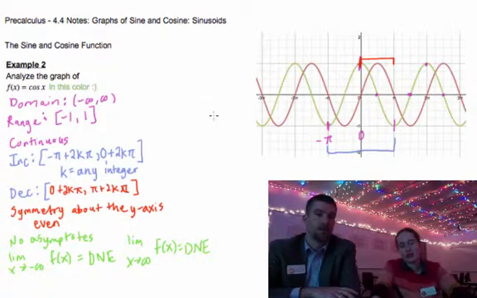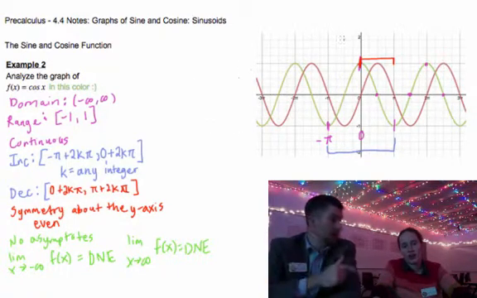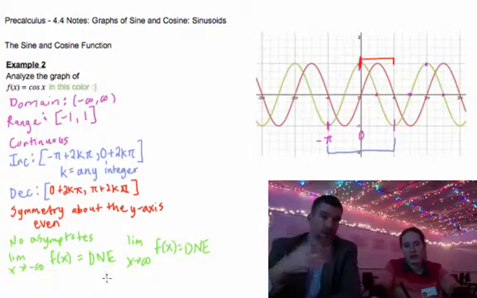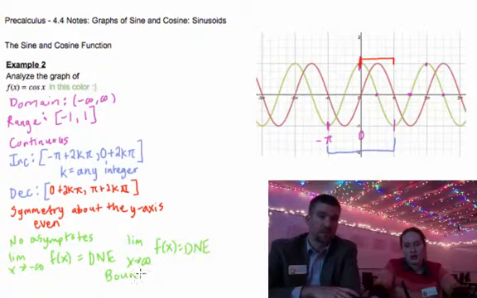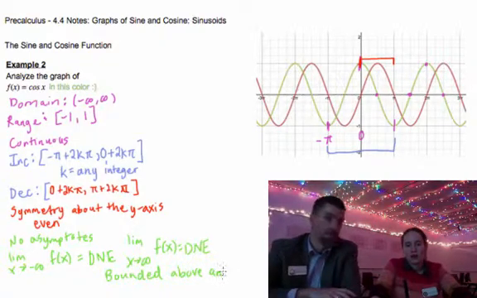Right, because we're oscillating back and forth. But it is bounded though. It is bounded above and bounded below, so it's bounded because there are values that we just don't ever go to for y. We never go past 1 from the parent function.